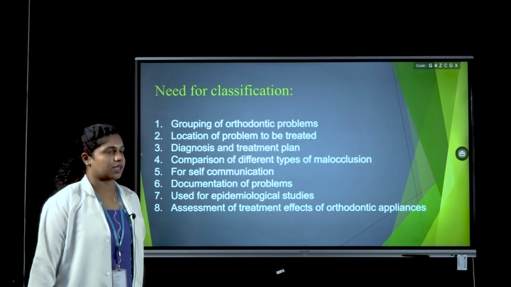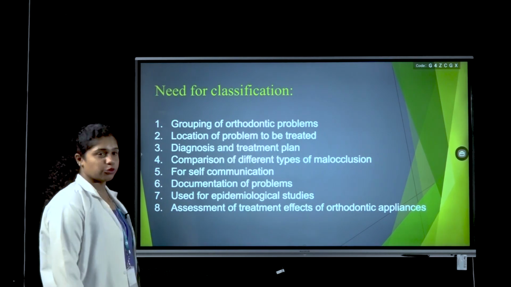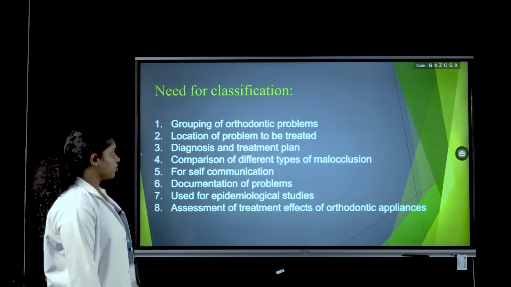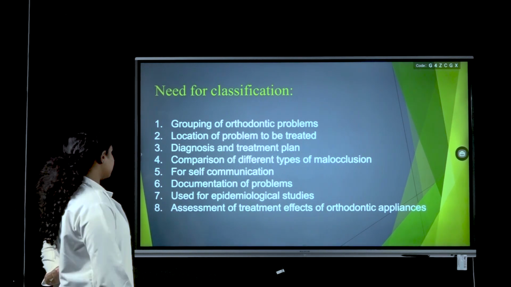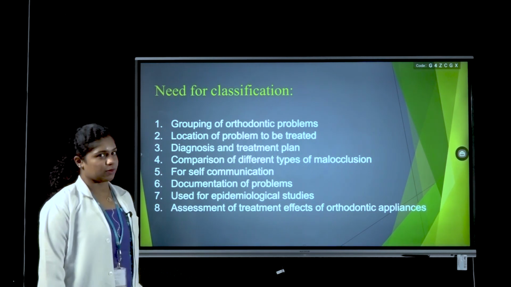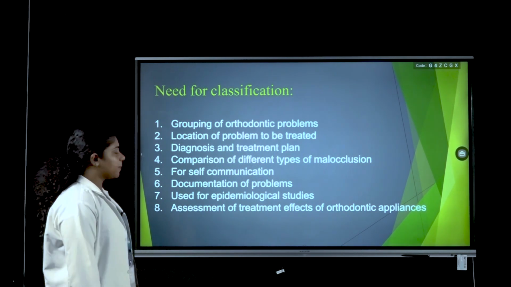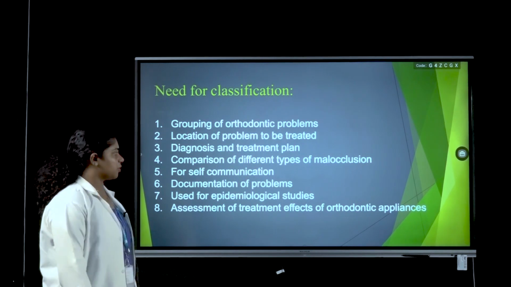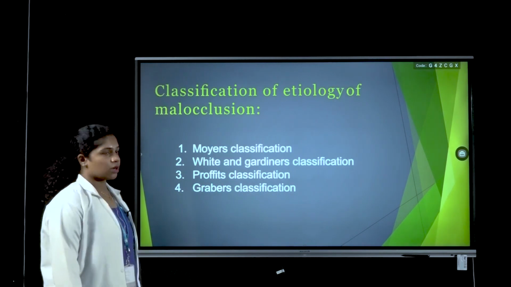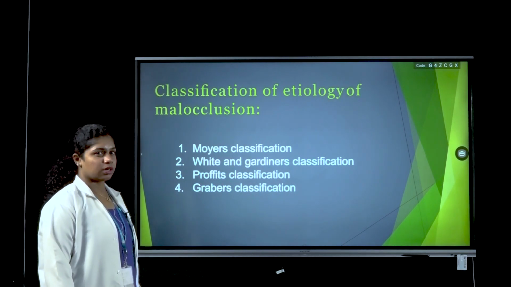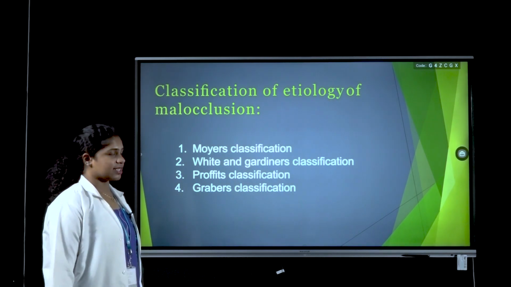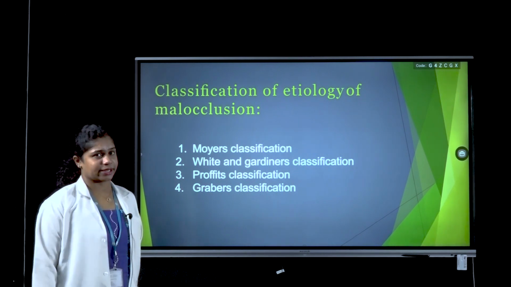What is the need for classification? We need classification to group all the orthodontic problems, for the location of the problem that is to be treated, for the diagnosis and treatment plan, for comparison of different types of malocclusion, for self-communication, for documentation of problems, to be used for epidemiological studies, and for the assessment of treatment effects of the orthodontic appliances. So there are mainly four most important classifications: Moyer's classification, White and Gardner's classification, Prophet's classification, and Graeber's classification.